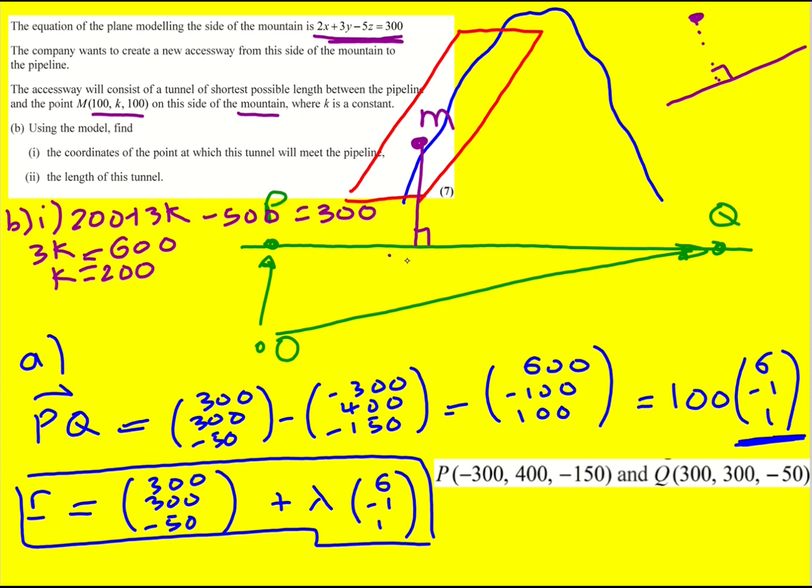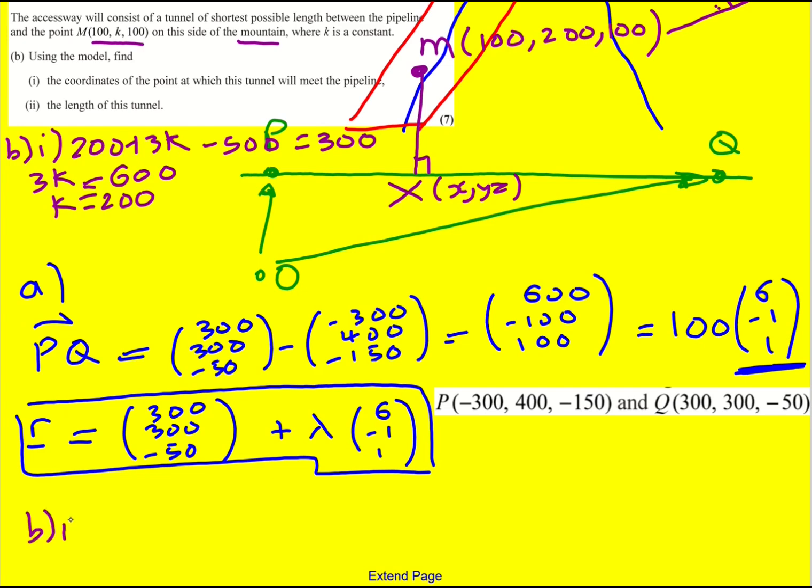So I'm going to then say it meets at a point X, which I'm going to say is (x, y, z). So we have M. Oh, that's 300 then. So M is (100, 200, 100). Okay. And I know that this is perpendicular to the line. So I'm going to find the vector MX now.